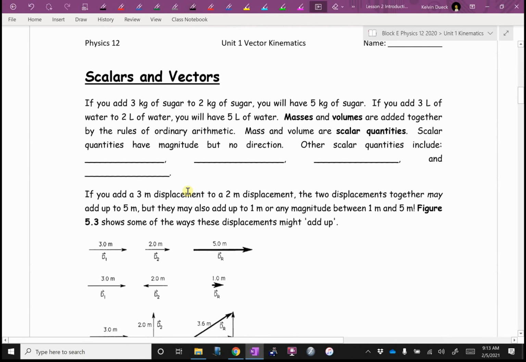So, scalars and vectors. If you add 3 kilograms of sugar to 2 kilograms of sugar, you get 5 kilograms of sugar. Well, duh. If you add 3 liters of water to 2 liters of water, you get 5 liters of water. Masses and volumes.